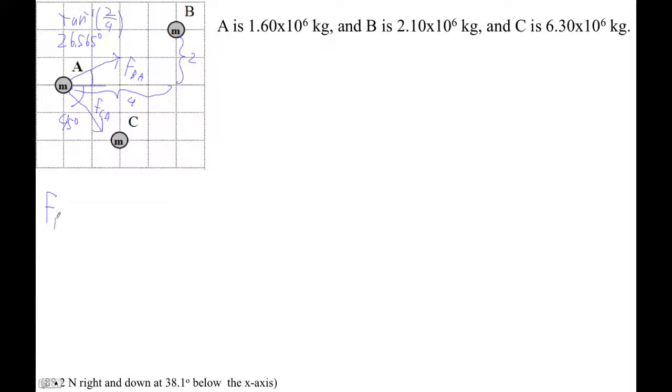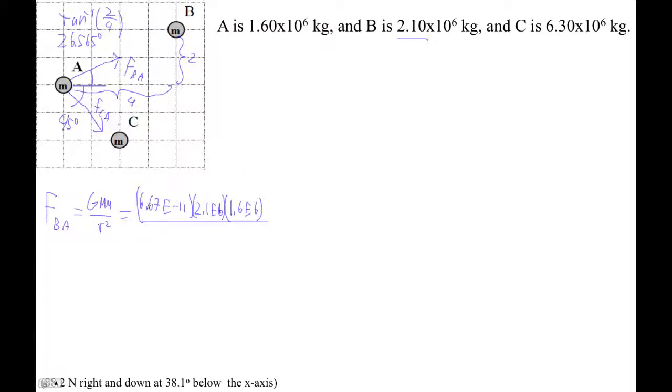So let's find F B on A, right? And this is gravity, so it's G M M over R squared, right? So the G is 6.67 E minus 11. The first mass is B. B is 2.1 megakilograms, right? Which, by the way, is a gigagram. So 2.1 E6. That's a 6. And then A is 1.6 E6.